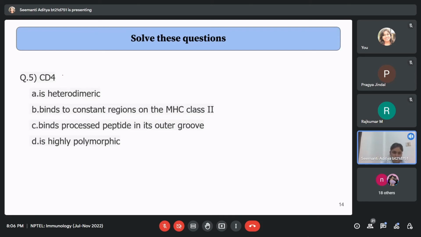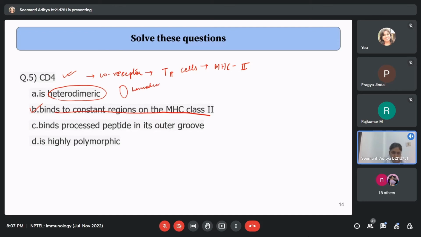So CD4, what is CD4? It's a co-receptor which interacts with T helper cells, and what T helper cells interact with is MHC class 2 molecules. So the correct answer is it binds to constant regions of MHC class 2. CD4 is not a heterodimeric molecule. It's just having one domain. I think it's just a monomer, CD4, as much as I know.